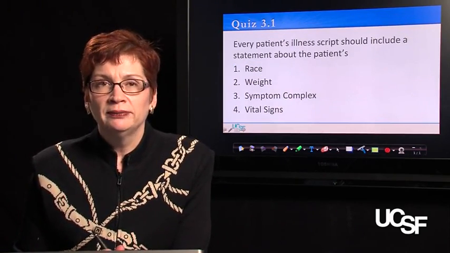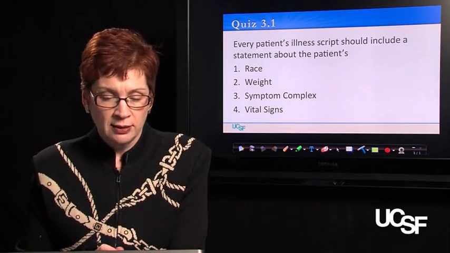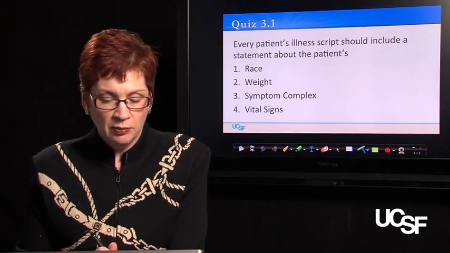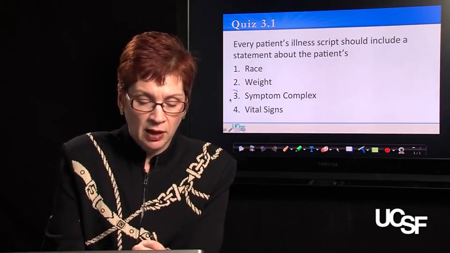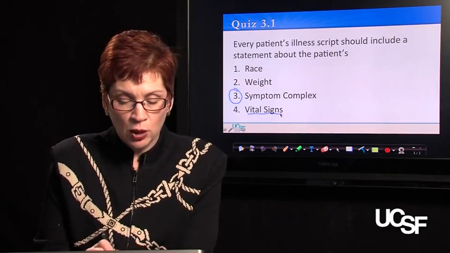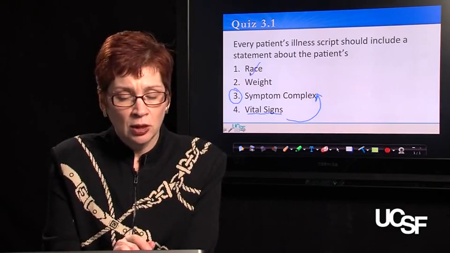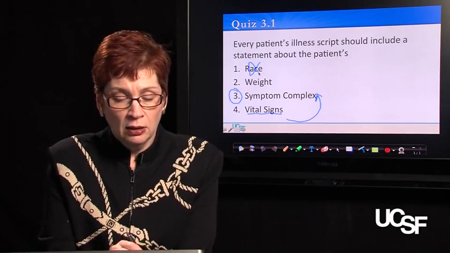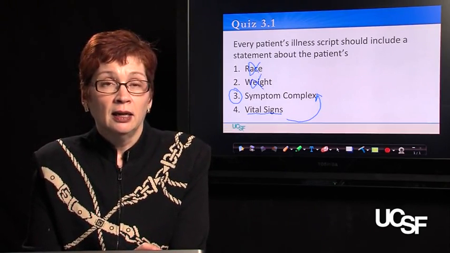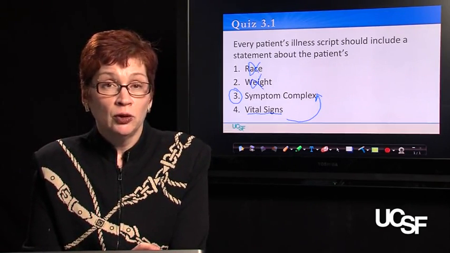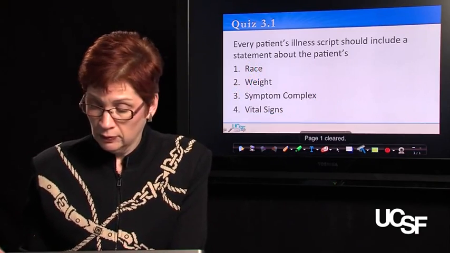So quiz 3.1. Every patient's illness script should include a statement about the patient's race, weight, symptom complex, or vital signs. And the answer is symptom complex. Vital signs would be incorporated into that symptom complex. And as we talked about, race as a social construct can be problematic, along with weight, as potential biasing in a way that's not helpful to the problem representation or the ultimate differential diagnosis.